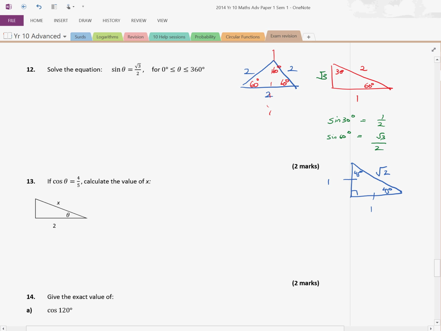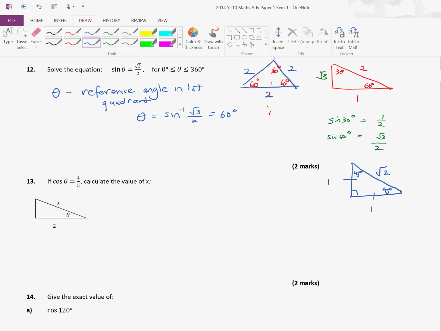Now what you need to know is the reference angle. What is the reference angle in the first quadrant? Well, we're looking for theta is equal to inverse sine of root 3 on 2. What angle would that give me? Well, the angle is equal to 60 degrees.